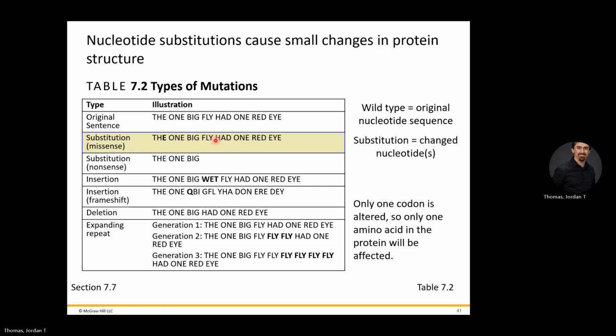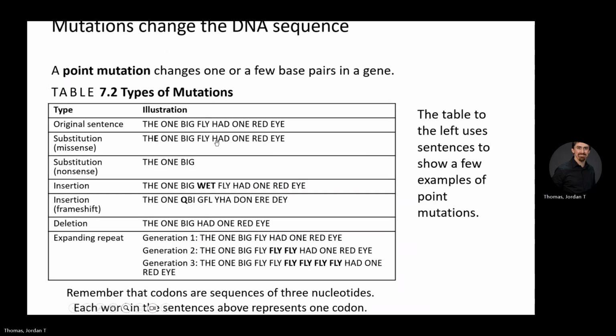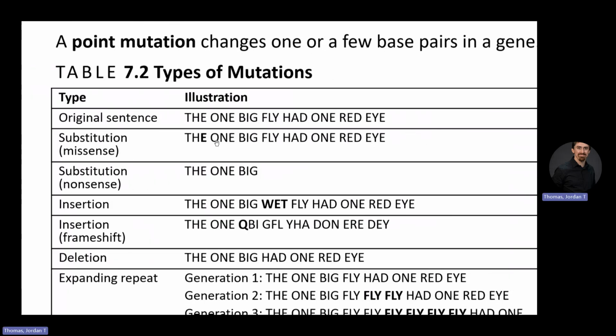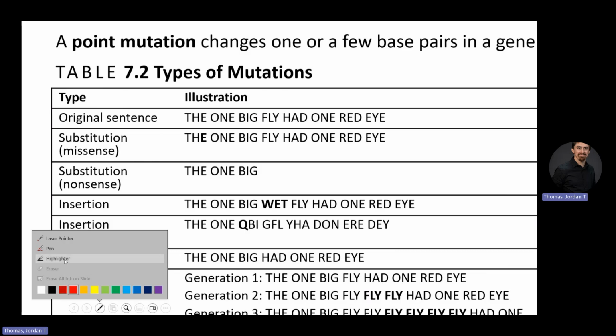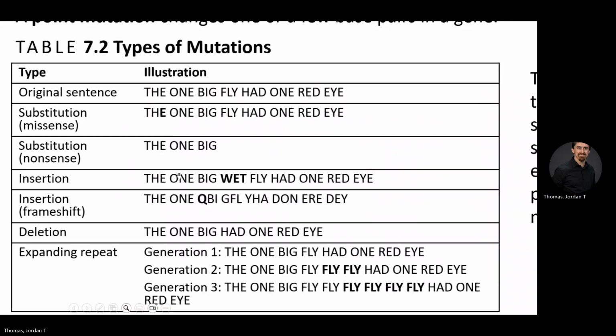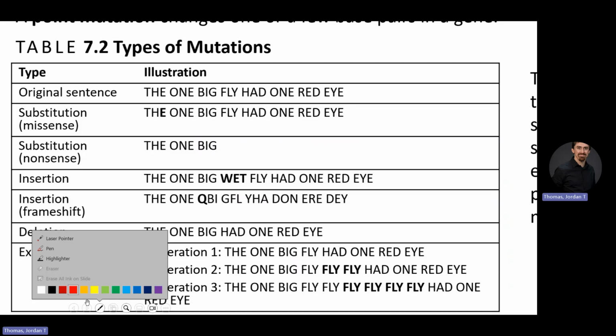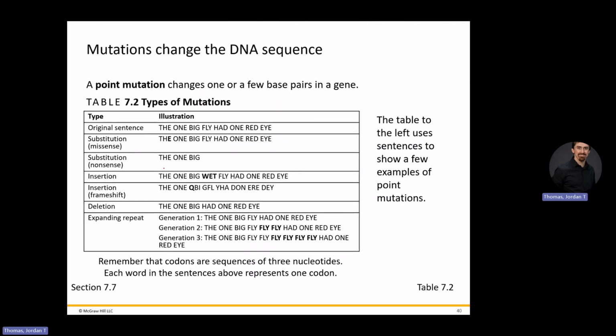So let me go back real quick and zoom in. There we go. And we get a pen. I want to show you a different example of a point mutation. Okay. So in a point mutation, say we have: the one big fly had one red eye. Say in this mutation, instead of getting an E, I'm going to scratch this out. We get an A. There we go. Not the best drawing with the mouse.